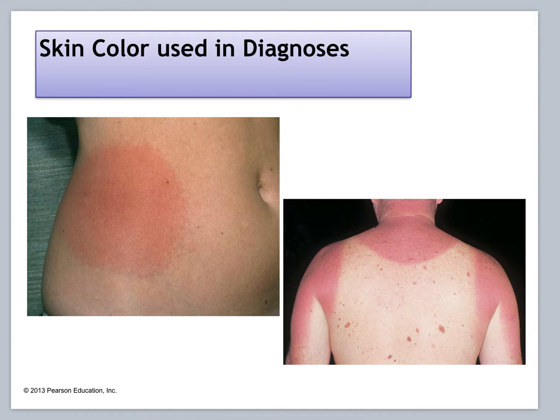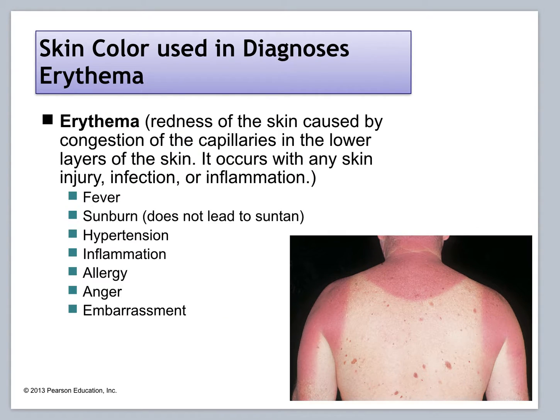This next picture is an example of erythema. Erythema is redness of the skin. It's caused by congestion of the capillaries beneath the skin, so there's more blood flow beneath the skin and more blood released beneath the skin, giving it a red appearance. Remember, the hemoglobin in the blood gives a red appearance. Erythema is seen in cases of fever, with sunburn, hypertension, inflammation, allergy, anger, or embarrassment. So a lot of things can cause erythema.